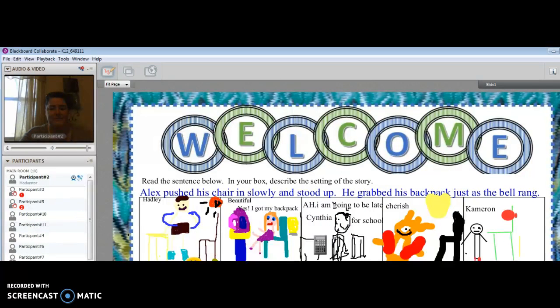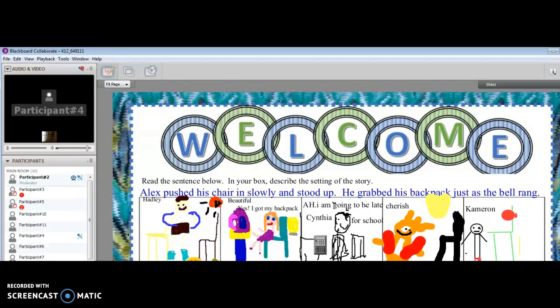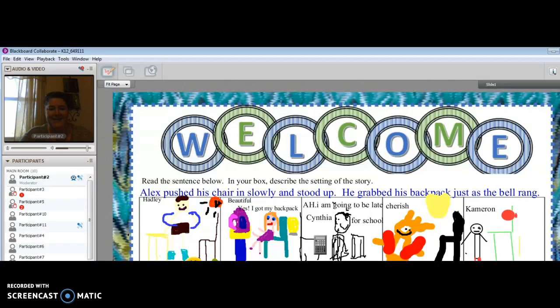The bell. Backpack. Nice. Okay, so we've got bell, backpack, chair, all those things reminding you that they're at school.